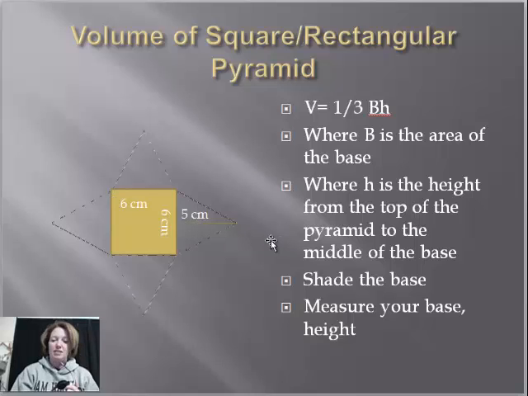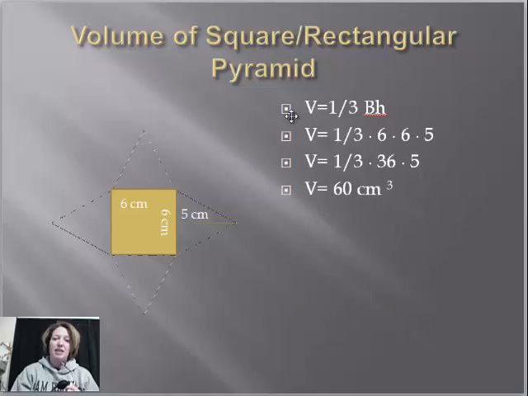So I take all that and I plug it into my formula, V equals 1/3 BH, where B is the area of the base. So length times width, so V equals 1/3 times 6 times 6 times 5. So V equals 1/3 times 36, because 6 times 6 is 36, times 5. And what I did is I went ahead and I took 1/3 of 36, since it went in evenly, and got 12. And 12 times 5 is 60. So the volume of my square pyramid is 60 centimeters cubed.